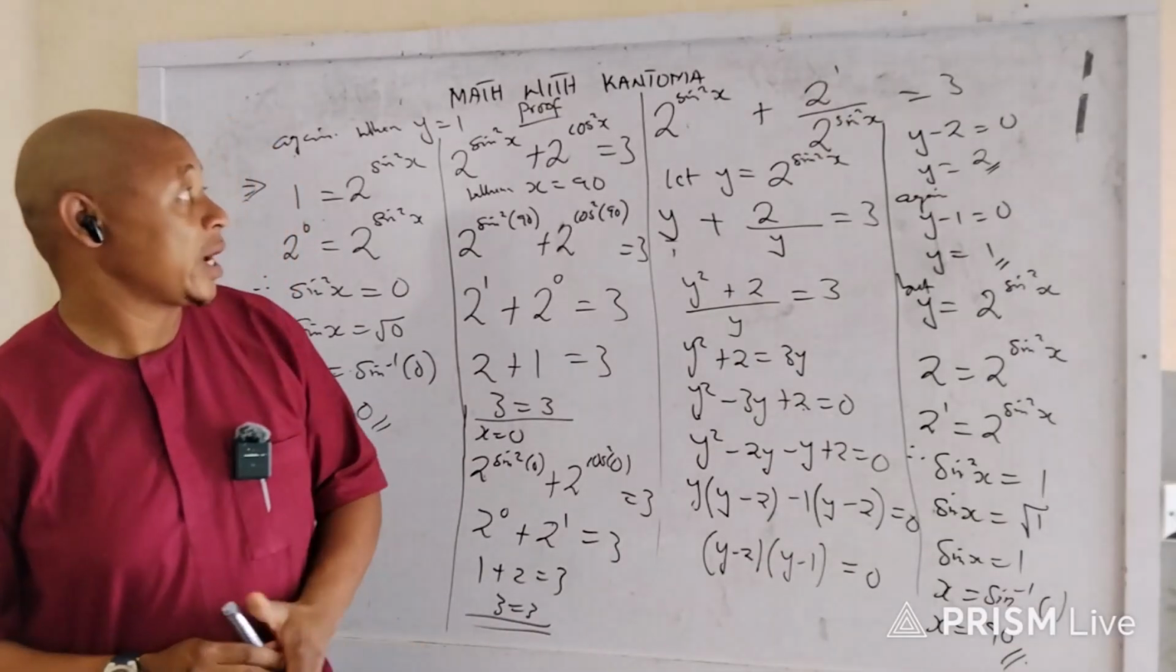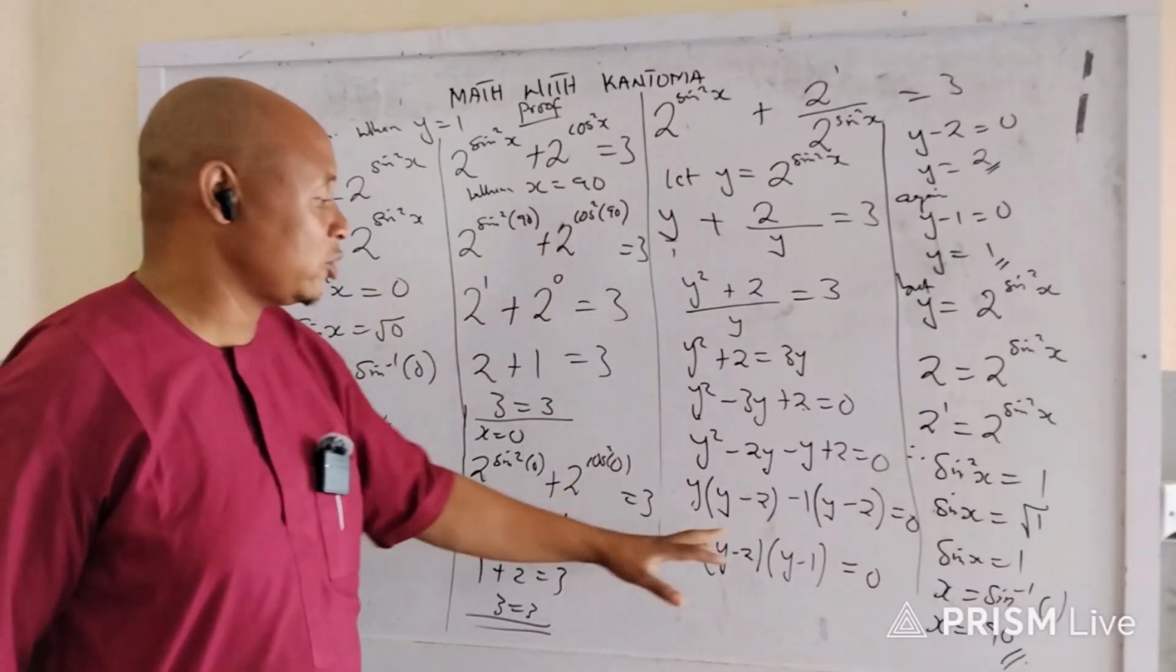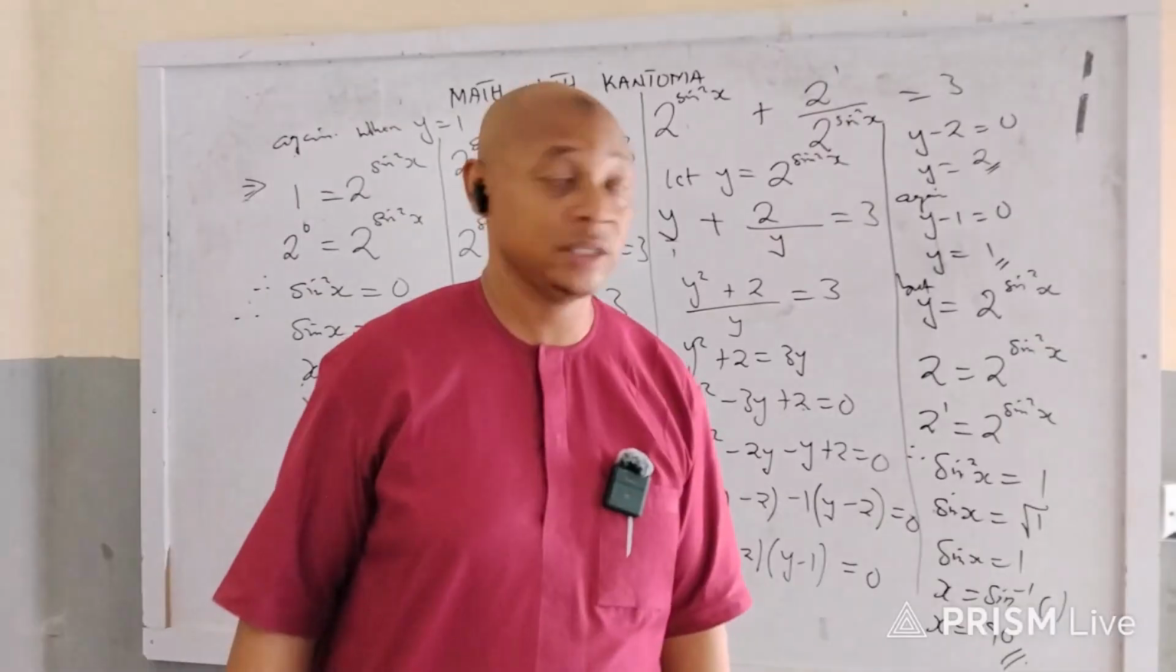And that is it. We have successfully proved this equation is equal to 3 by substituting the values of x that we got, which are 0 and 90. And that is it for today.